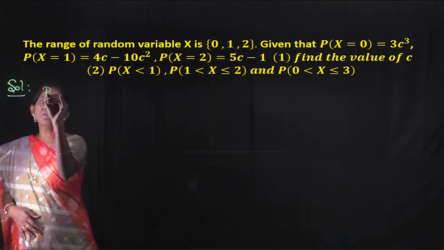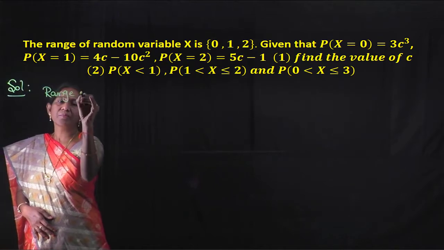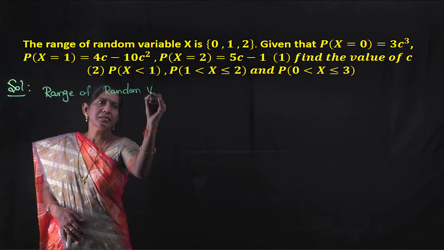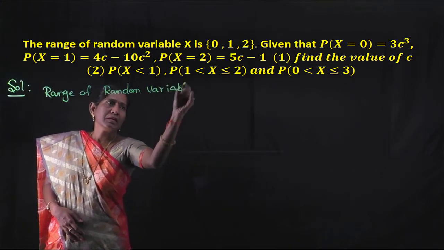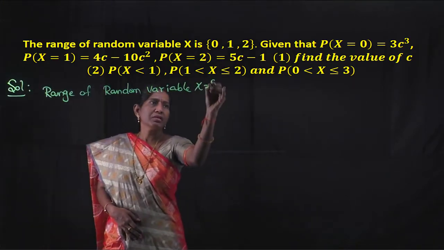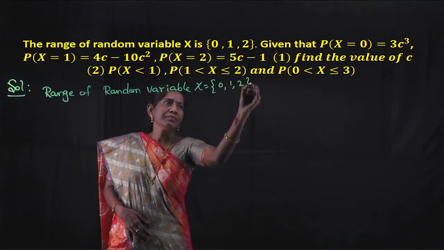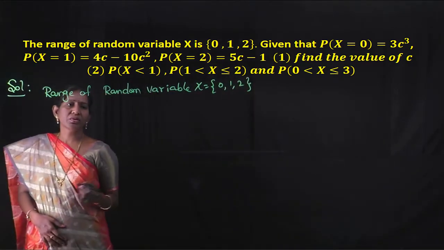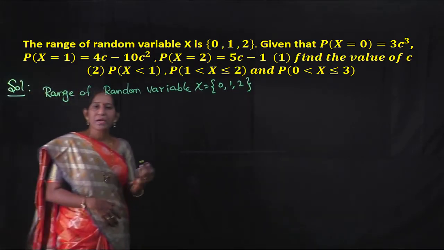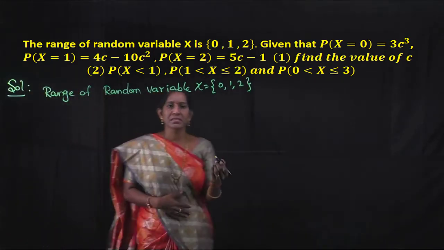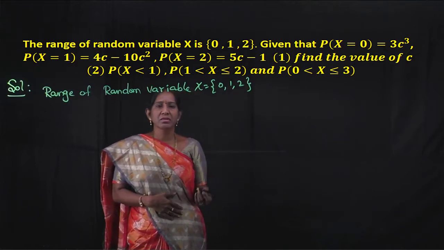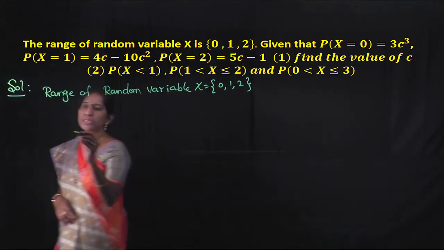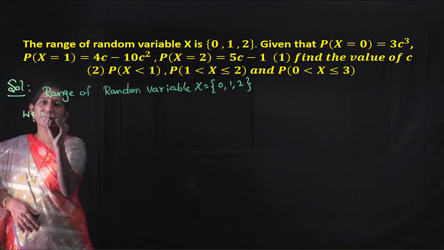Given range of random variable x is 0, 1, 2. Given p of x equal to 0 is 3c cube, p of x equal to 1 is 4c minus 10c square, p of x equal to 2 is 5c minus 1. To find the value of c, we have sum of probabilities equal to 1.